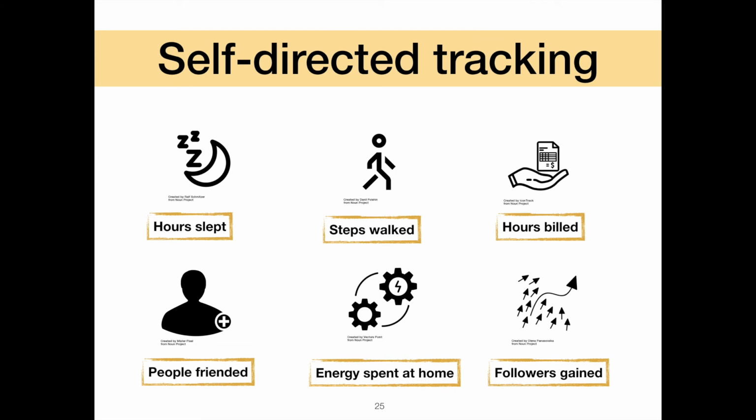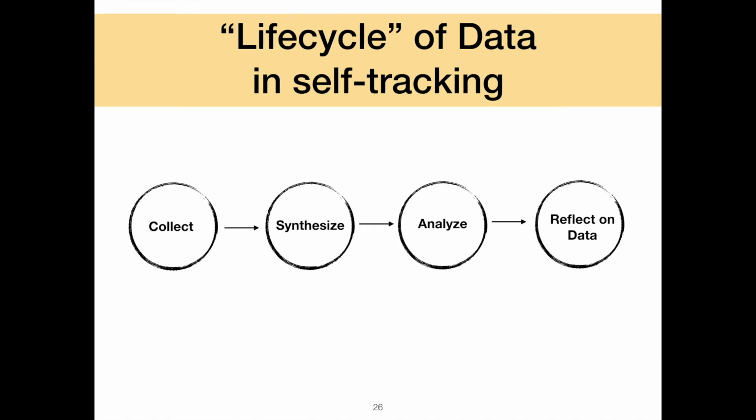We can perform self-directed tracking of different types of data, like hours slept, steps walked, or maybe the followers gained in social media. And there's a certain path the data follows during self-tracking. You first collect, synthesize, then analyze, and you reflect on the data that you have gathered. However, there can be some challenges at each step, like how you can collect the data that you want, or how you integrate them, and also setting aside some time to reflect on data is another concern.